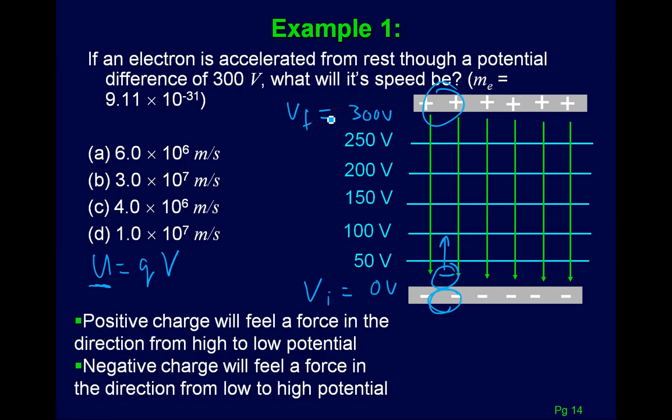And so a rule of thumb here is that a positive charge will feel a force in the direction from high to low potential. So the positive charge, as we discussed before, if it's let go up here at the top, wants to get away from the positives and go down. It wants to go to a lower potential. The electron, if you let it go, wants to go to a higher potential. So that can help us figure out which one is which.